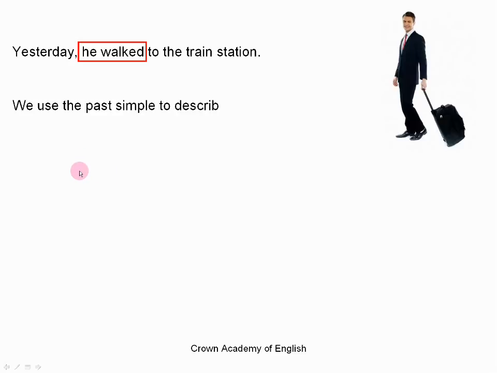And so, as a general rule, the general rule is that we use the past simple to describe an action in the past. So this is the past simple. And now let us look at the form, the positive form.